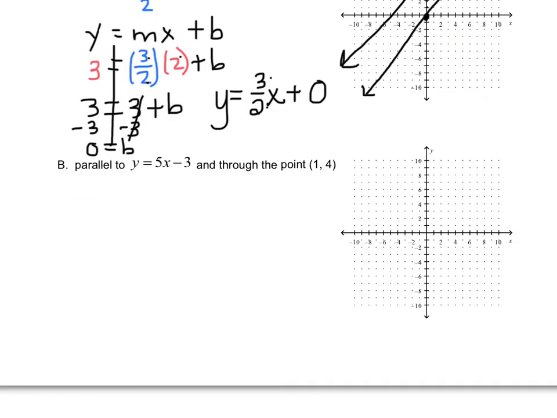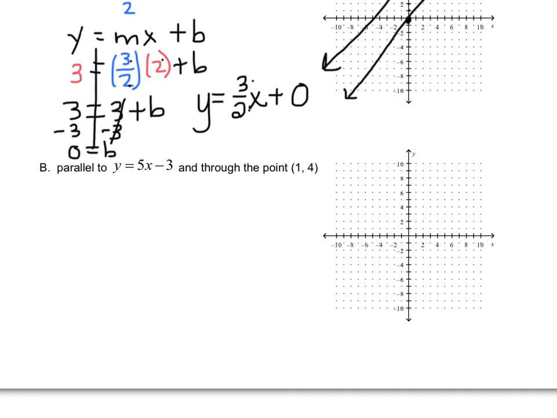If I were to graph this line, y equals 5x minus 3, I would start down 3 on the y-axis, and I would count up 5 over 1. 1, 2, 3, 4, 5, and over 1. It's a pretty steep slope. I'll connect those dots. And we want our new line to be parallel to it, and it needs to go through (1, 4). It needs to go through that red dot right there. So these two lines are going to be pretty close.